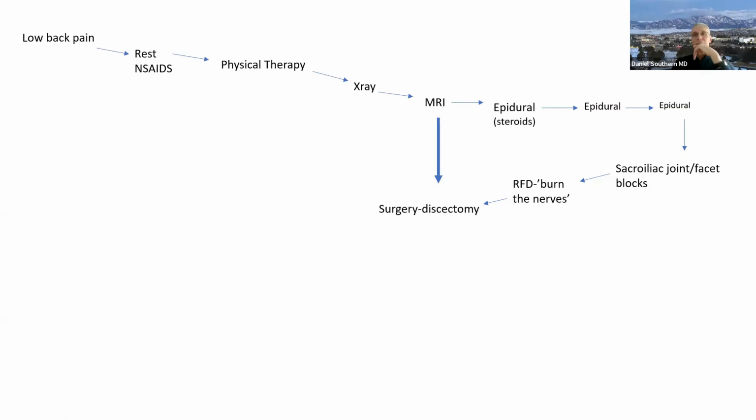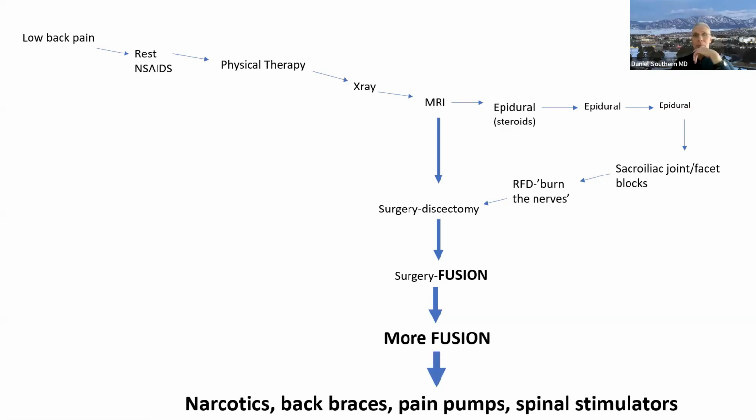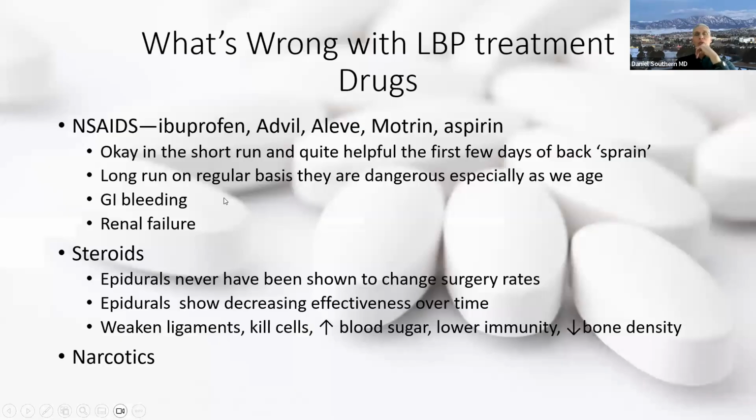Now, if the discectomy doesn't work, the next step in terms of surgery is spinal fusion. And spinal fusion, unfortunately, typically leads to more spinal fusion. After you've had a fusion or two, you may end up at the end stage condition, which is chronic back pain. And the treatment there is not good. It consists of narcotics, back braces, pain pumps, spinal stimulators. Not good.